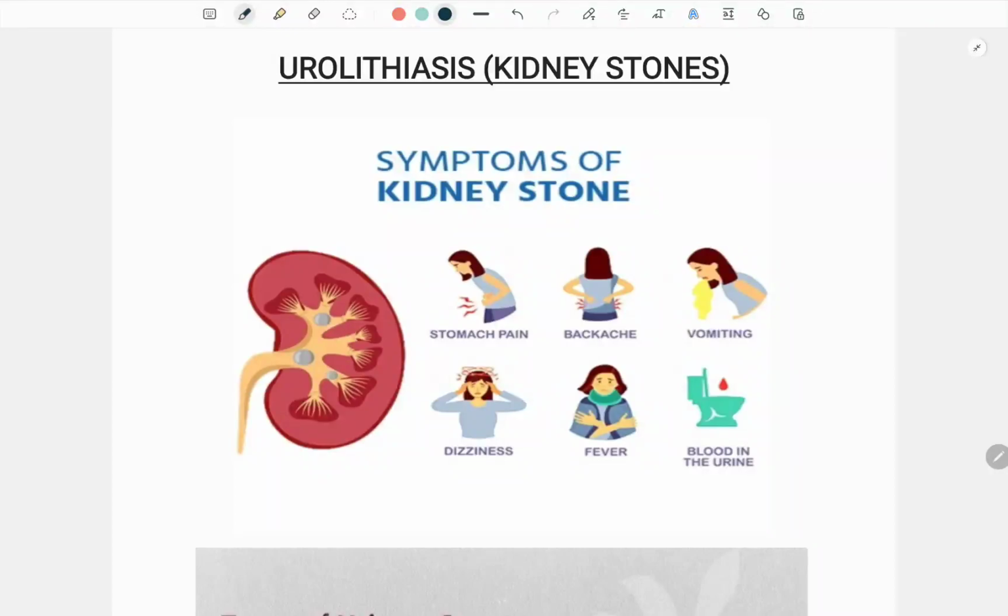Urolithiasis or the kidney stones for USMLE. There are different types of stones which can be tested in different ways in USMLE. Let's talk about the general symptoms of all kinds of kidney stones.